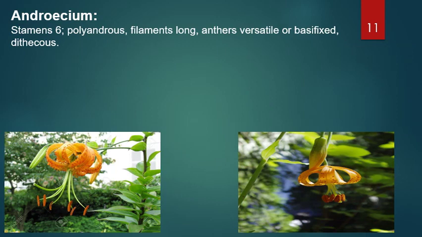Now here we have the third whorl of flower, that is androecium. Androecium consists of stamens. As you know, stamen consists of two parts. One is filament and the other one is anther. So in Liliaceae family, it possesses 6 stamens, and these 6 stamens are polyandrous. It means the stamens are free from each other. In this Liliaceae family, these 6 stamens are arranged in 2 groups, and each group contains 3 stamens.